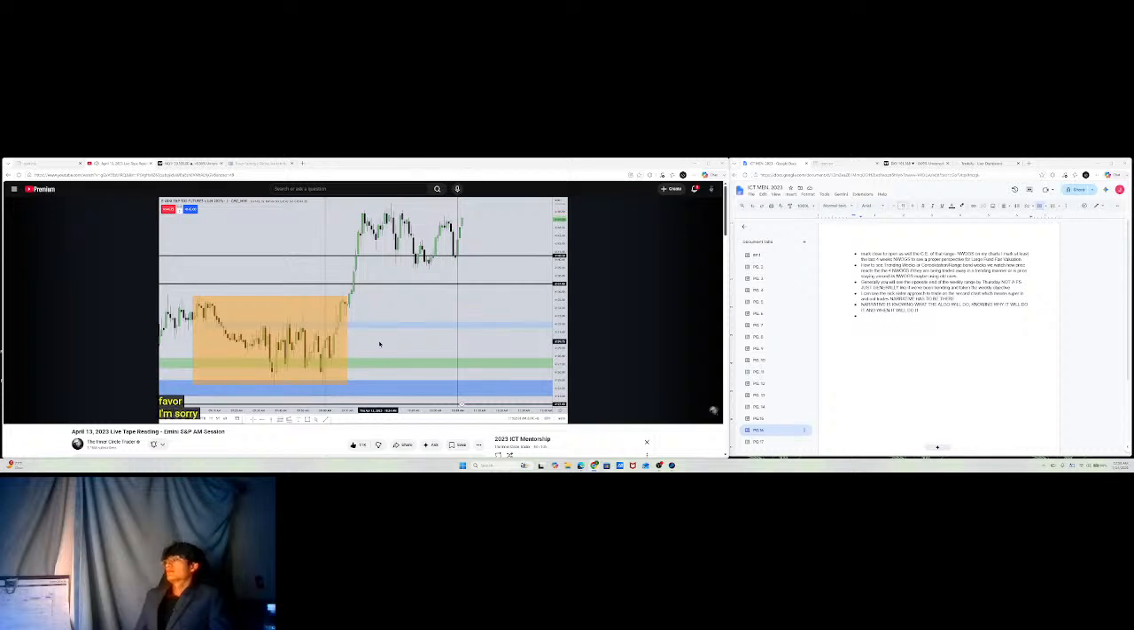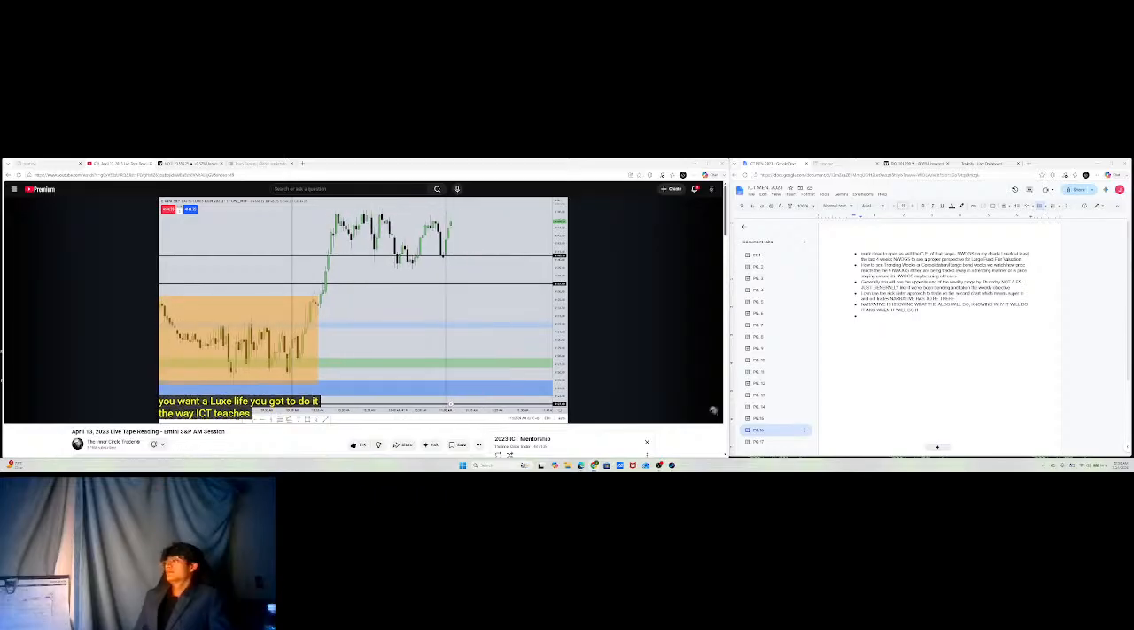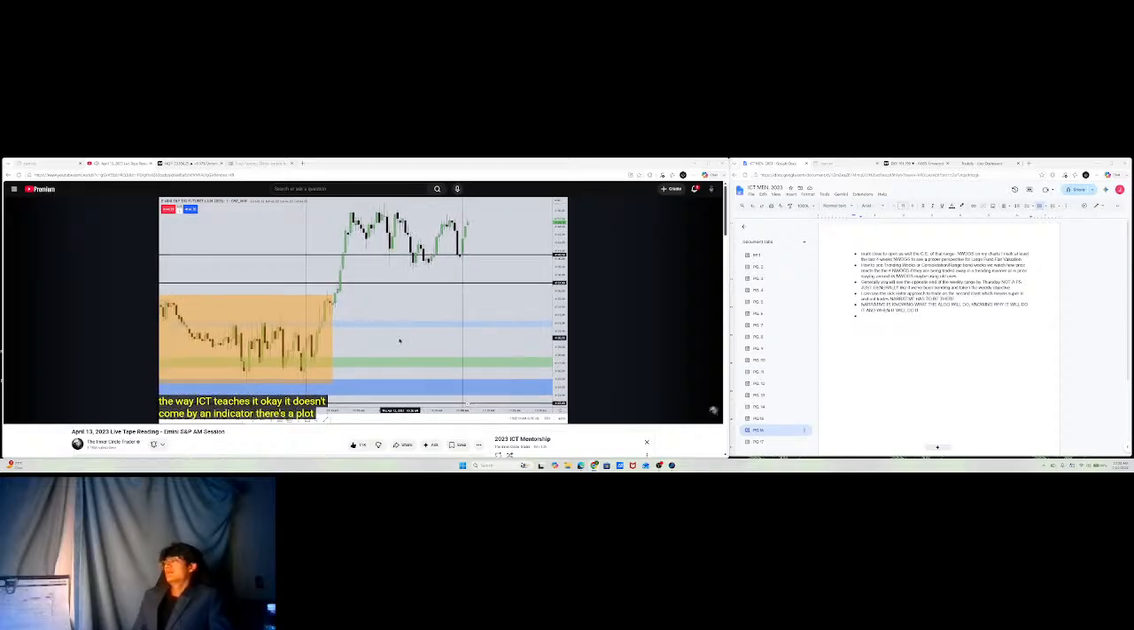I'm sorry, but if you want a Lux life, you got to do it the way ICT teaches it. It doesn't come by an indicator that just plots simple stuff. Simple stuff doesn't equate to blue ribbon results. And if you're a coder and you're doing this stuff, I'm not trying to be ignorant to you. I'm not trying to be disrespectful. I'm just reminding you that you're presenting something, albeit interesting. I like seeing how people are trying to automate the things I'm teaching, but it's not correct. It's not complete.